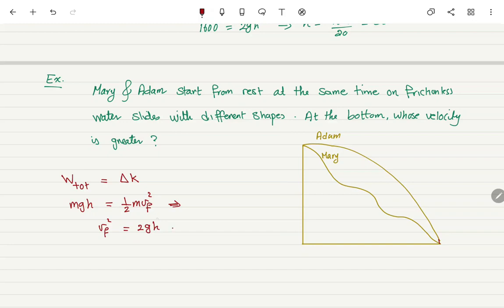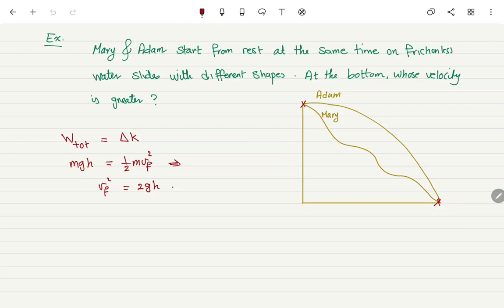This very important result indicates that we are really interested in the initial and the final positions of the track. We are not interested in the track itself. So to answer this question, both Mary and Adam will have the same speed right at the bottom of this track. It doesn't matter the track shape or how long the track is, as long as they both start from the same point and end up at the same point.